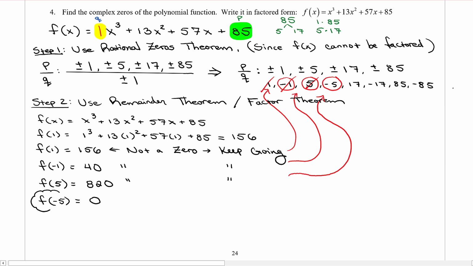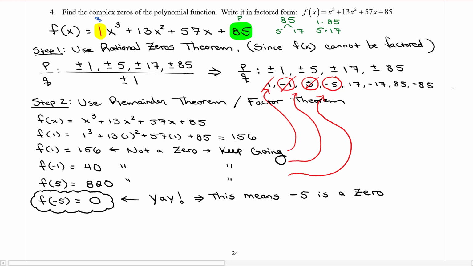This is when you do your happy dance. Go on, I'll give you a chance. Stand up, do your happy dance, and yell, yay. So we found our 0. It's -5.